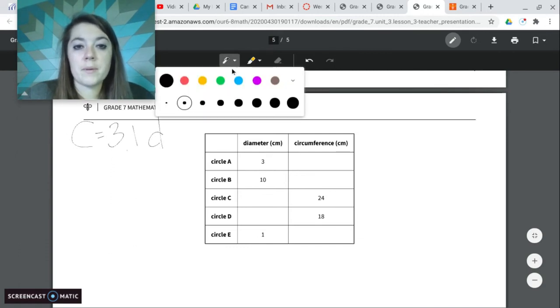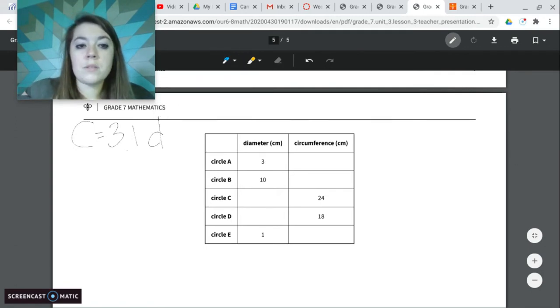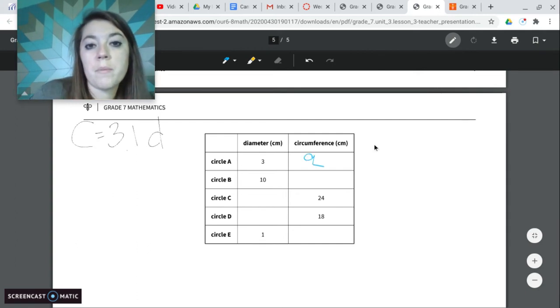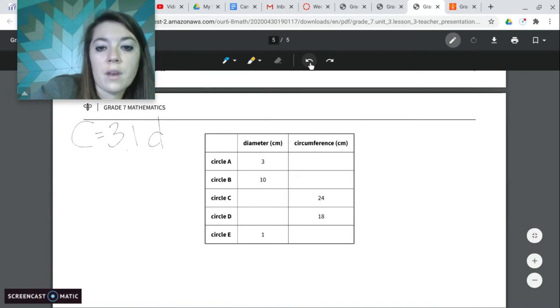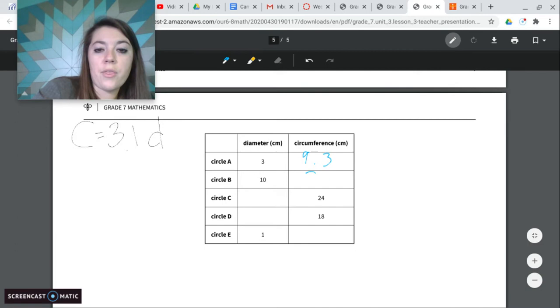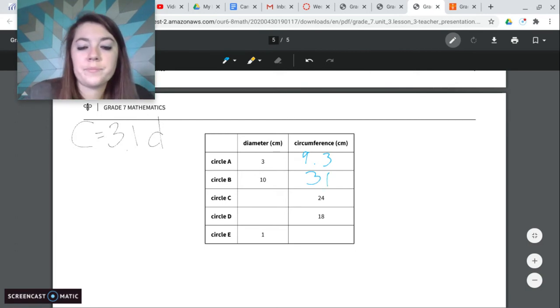I'm going to make this a little bigger. So if we take 3 and multiply it by 3.1, we're going to get 9.3. Now, we have a diameter of 10. So we're going to take 3.1 and multiply it by 10. When we do that, because we're multiplying by 10, it just moves the decimal place once. So we end up with 31.